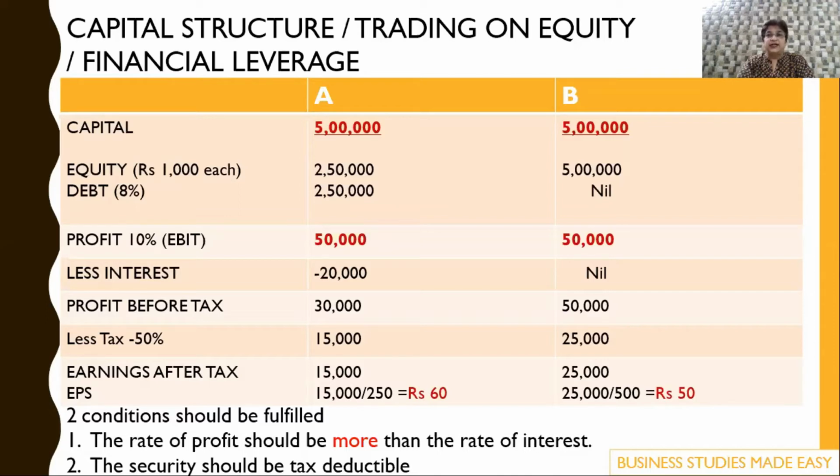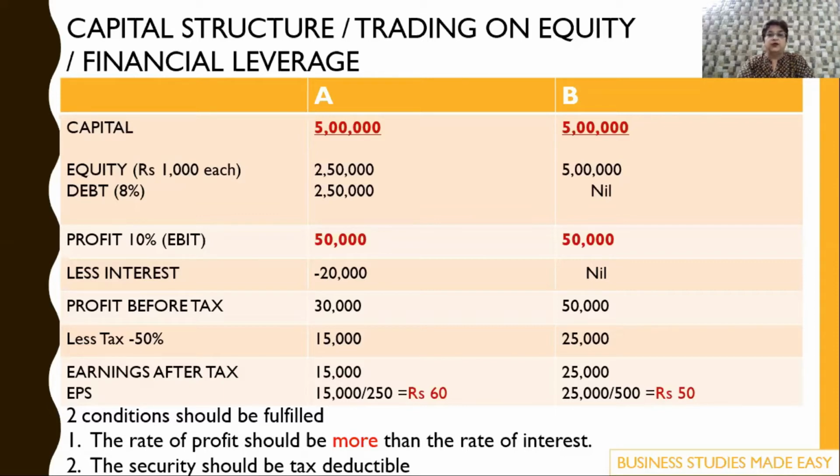And the second condition that needs to be fulfilled is that the security should be tax deductible. Now let us see that. What is the tax paid by company A? 15,000. What is the tax paid by company B? 25,000. So company A actually saved 10,000 in terms of tax also. So that benefit also went to the equity shareholders.